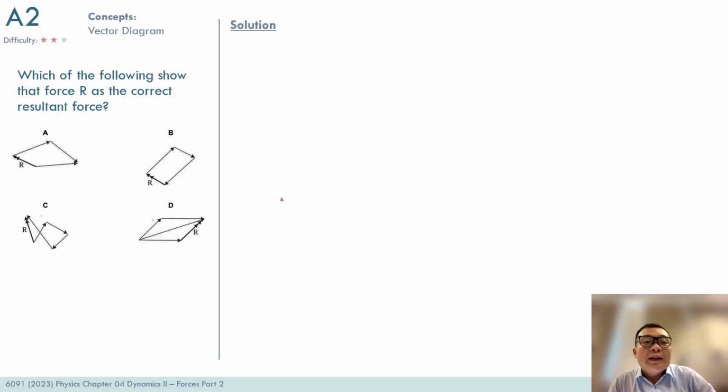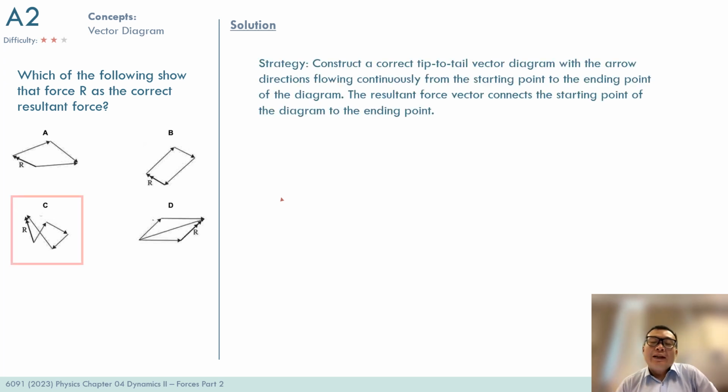In this question, we are to choose a vector diagram that shows the correct resultant force. So, the strategy for vector addition is always to draw using a tip-to-tail method. There are two criteria to look out for. Number one, a correct tip-to-tail method has the vectors flow in one continuous direction.